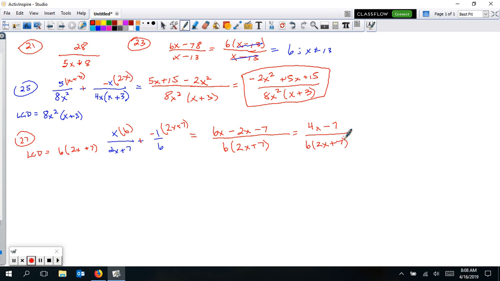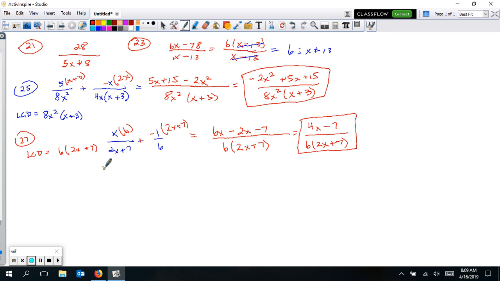And that's as far as we can go. We can't simplify this. There's no way to factor the top. There's nothing to cross out or cancel to reduce this, so that is going to be just our answer right there, just like that. Let's see, next one, so that was 27.